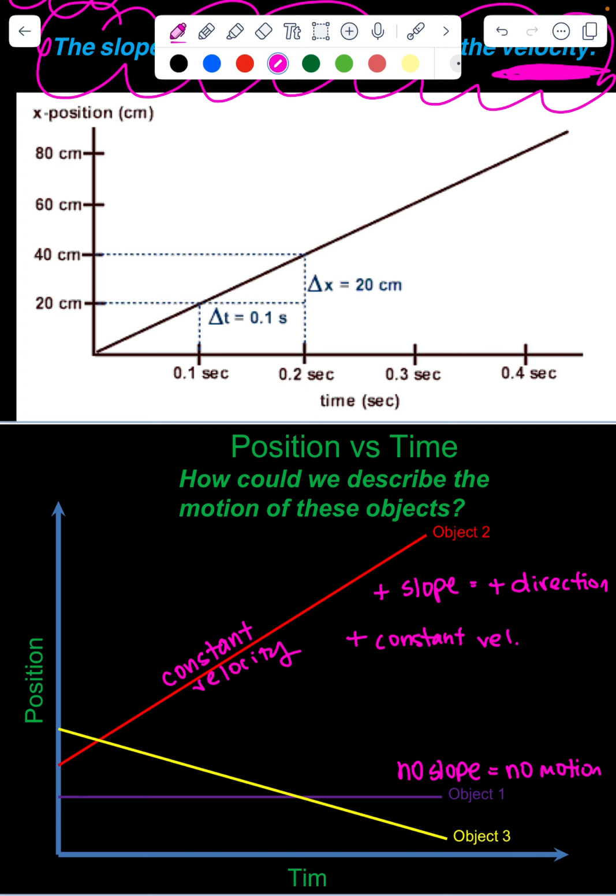But look at object 3. We have that downward slope. It is a straight diagonal line. So yet again, we have another constant velocity because it's a straight diagonal line. But this one has a negative slope, which means I'm going in the negative direction. So for me to interpret this, that means that I have a constant negative velocity, meaning I'm going in the negative direction at a constant speed.